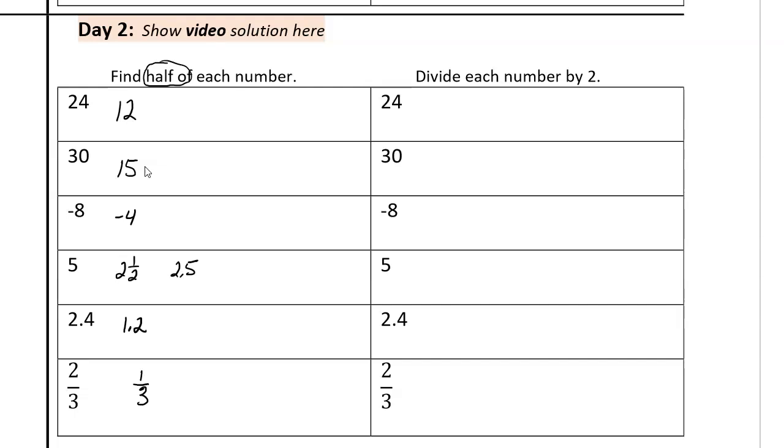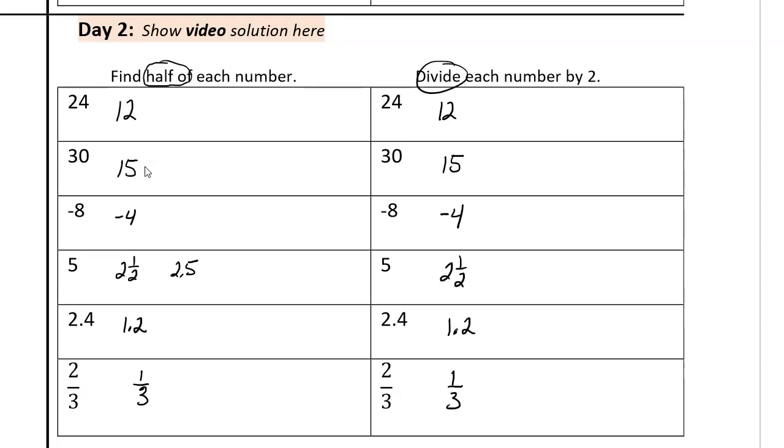Now the second column, divide each number by 2. 24 divided by 2 is 12. 30 divided by 2 is 15. Hopefully you see what's happening here. -8 divided by 2 is -4. Are you seeing the connection to the first column? 5 divided by 2 is 2.5, or the decimal for 2.5. 2.4 divided by 2 is 1.2, and 2/3 divided by 2 is 1/3.